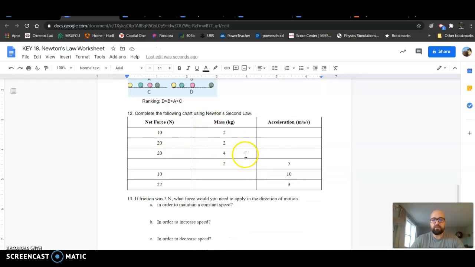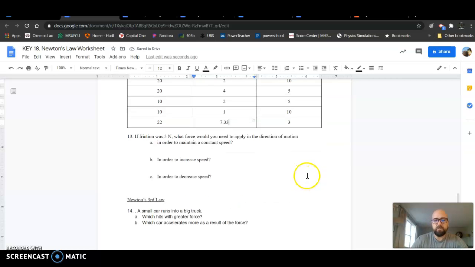Then here, this is just using the algebra, stuff we talked about in class on the notes, to solve for each value. So acceleration is net force over mass. So this is 10 over 2, which is going to be 5. 20 over 2 is going to be 10. 20 over 4 is going to be 5. Here, net force is mass times acceleration. So 2 times 5 gives me 10. Mass is going to be net force divided by acceleration. So 10 over 10 is 1, and 22 over 3, which is 7.33.